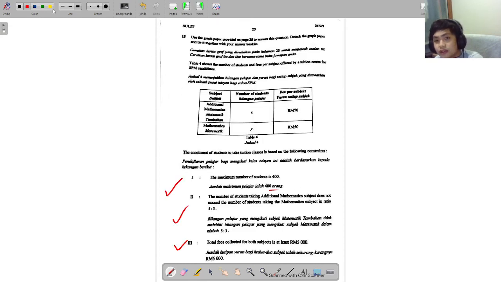So maximum number of students is 400. This is very simply x plus y must be less than or equal to 400 because this is the maximum. You can't pass 400. So that's why this is the first inequality.